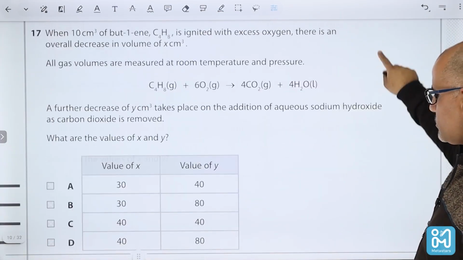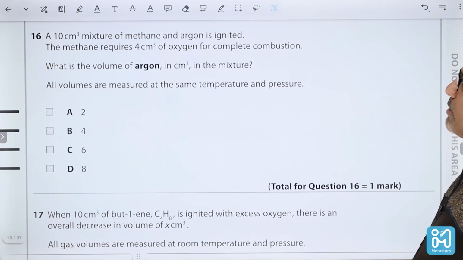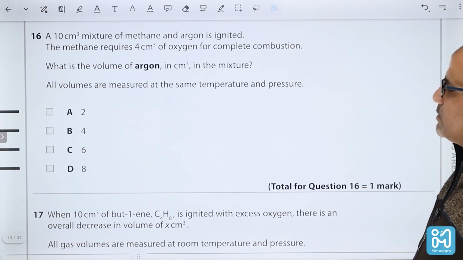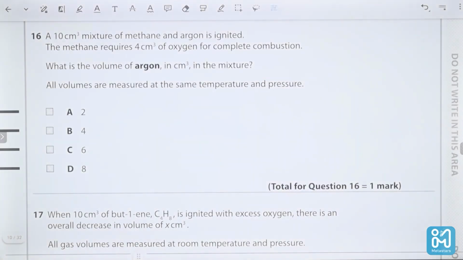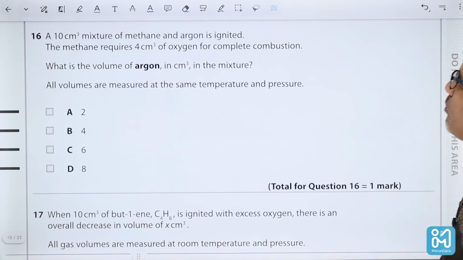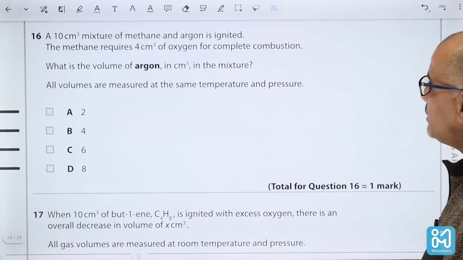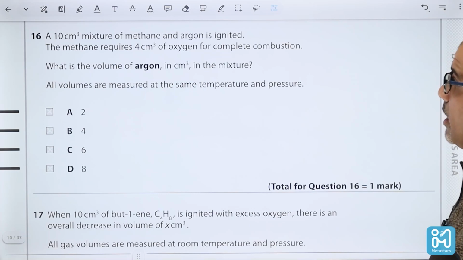Sorry. What is left? We have two questions, which are 16 and 17. For question 16, a 10 cubic centimeter mixture of methane and argon is ignited. The methane requires 4 cubic centimeters of oxygen for complete combustion. What is the volume of argon in cubic centimeters in the mixture? All volumes are measured at the same temperature and pressure.